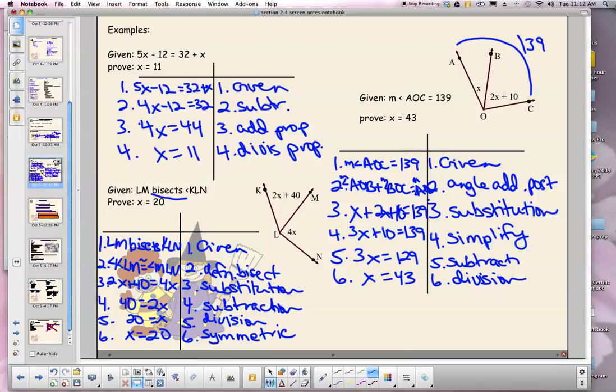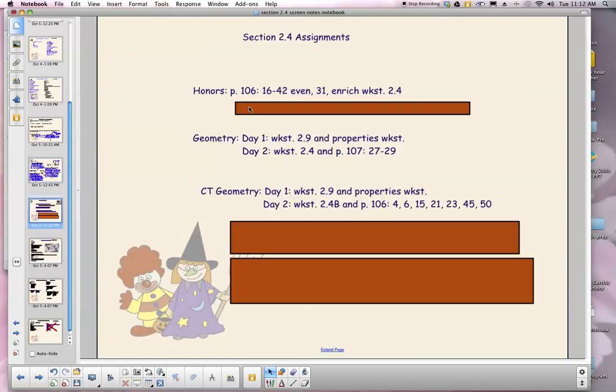Okay. All right, so that's how we do proofs. I'm going to turn it over to you now. We have a couple of days' worth of stuff here. So pay attention to what day you are on and make sure that you are doing the day 2 assignment, so make sure that you are doing day 2.